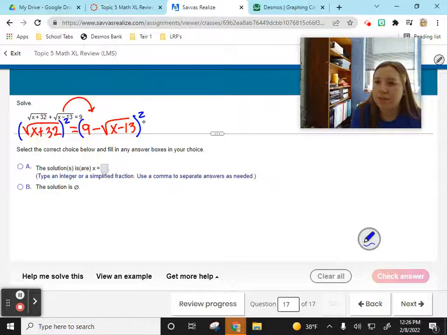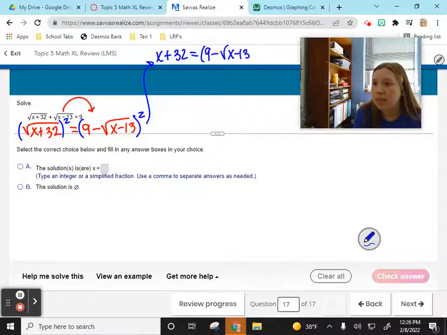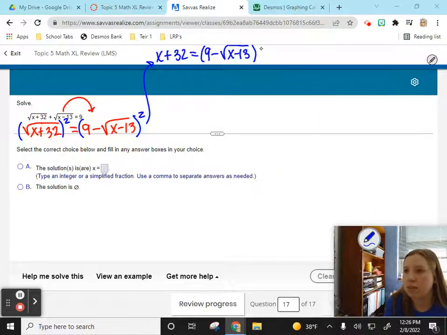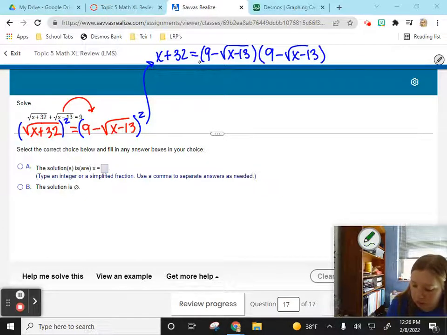What that's going to leave me with: I'm going to get rid of the radical on my left side of my equation, but on my right side, remember when we square something, it means we're multiplying it by itself. So we've got to take 9 minus the square root of x minus 13 and multiply it by itself. What we now have to do is some double distributing.